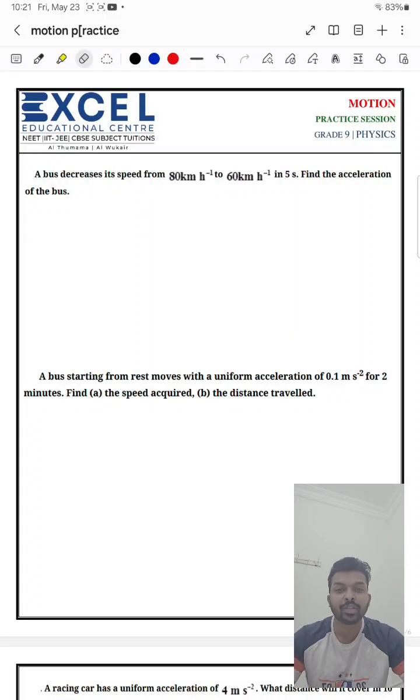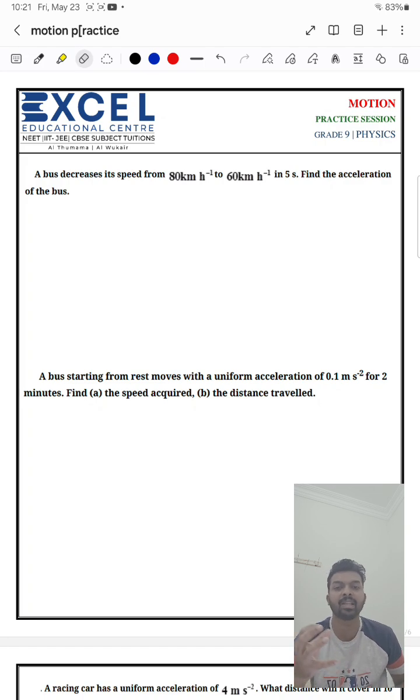So hi all. Today what I'm planning is to discuss some questions based on motion, which is basically based on the equations of motion. When it comes to chapter number 1, there are a number of equations you have to study. Of that, more questions will be asked from the equations of motion. So I'm planning to discuss around 10 to 12 questions fully based on acceleration and equations of motion, so that you will get to know how to deal with these kinds of questions.